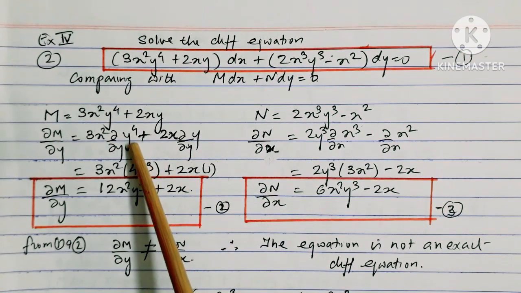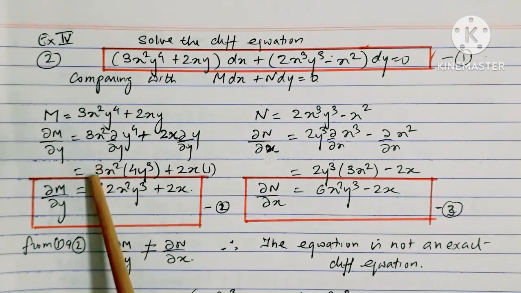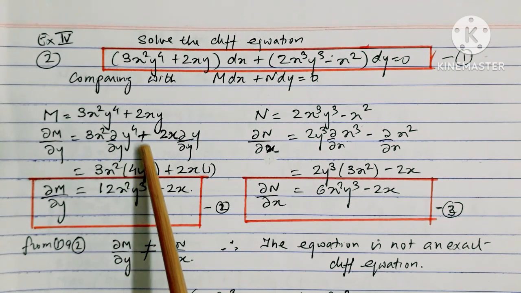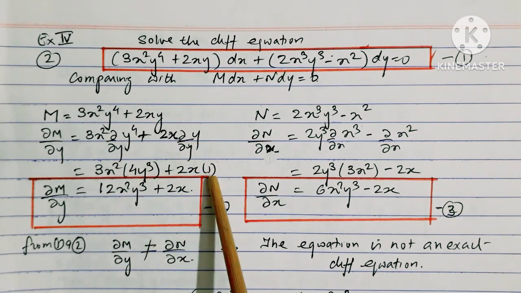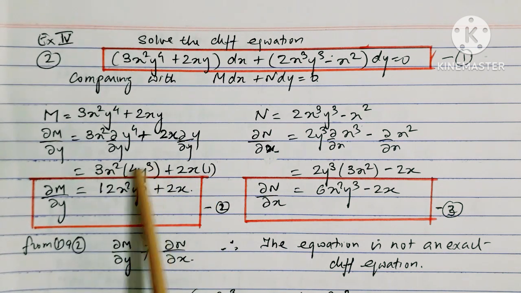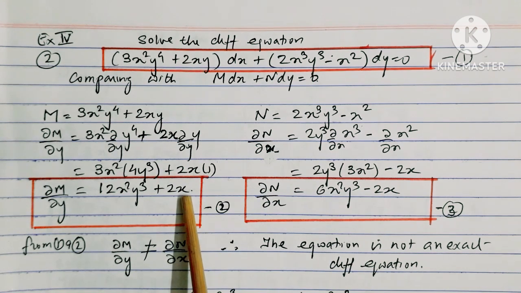Now, ∂/∂y of y⁴ is 4y³. Therefore, this would be 3x² into 4y³ plus ∂/∂y of y is equal to 1. So, this would be 2x into 1. Therefore, ∂M/∂y is equal to 12x²y³ + 2x.